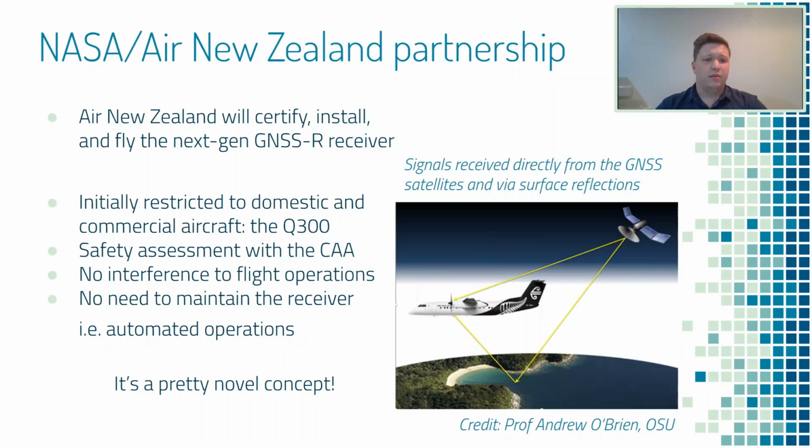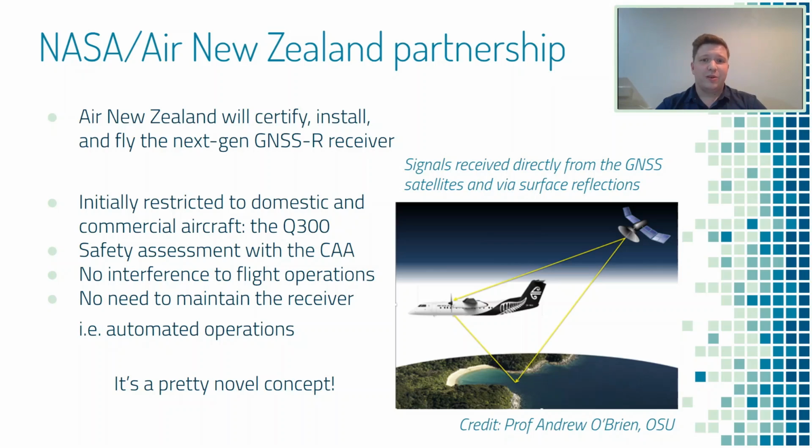So, a bit more detail. The craft that we're going to mount it on is a domestic commercial aircraft. It's going to be a Q300 in the Air New Zealand fleet. The receiver is being built in collaboration with the Civil Aviation Authority, and so of course it's got to ensure that it has no impact on flight operations. We only transmit data back to the ground station when we're on the ground, and the box has pretty much got to exist autonomously.